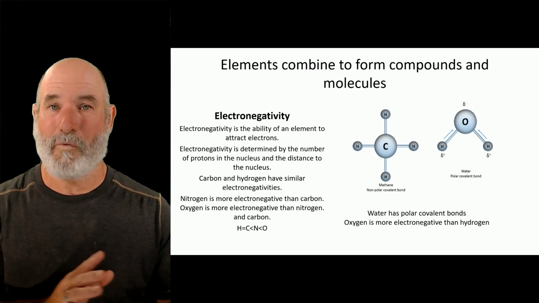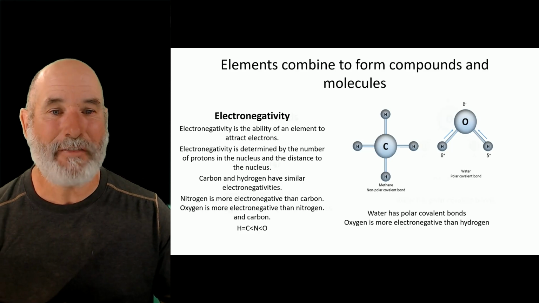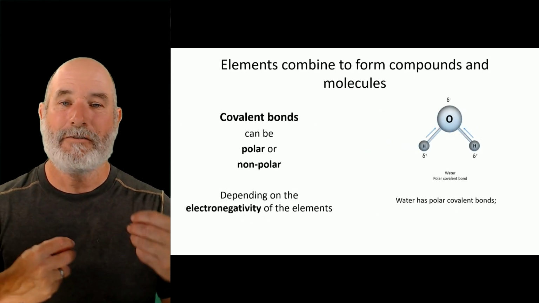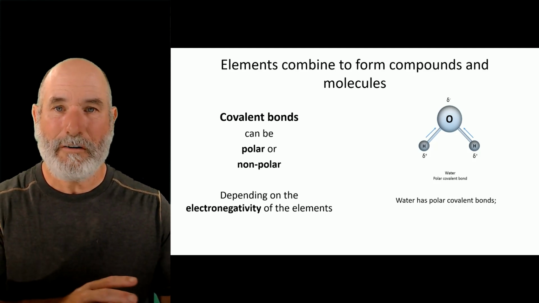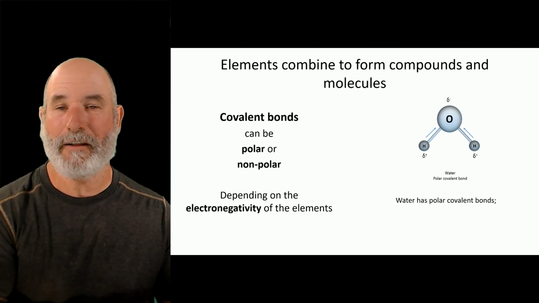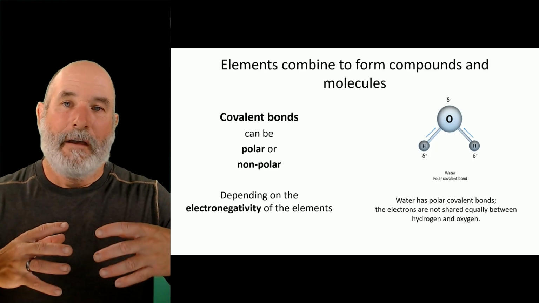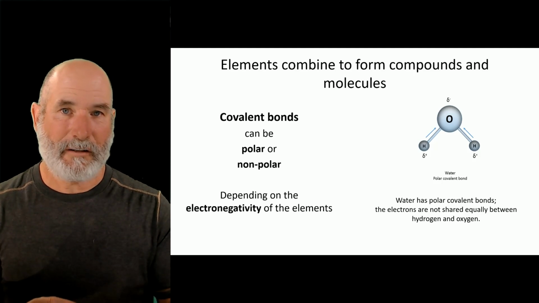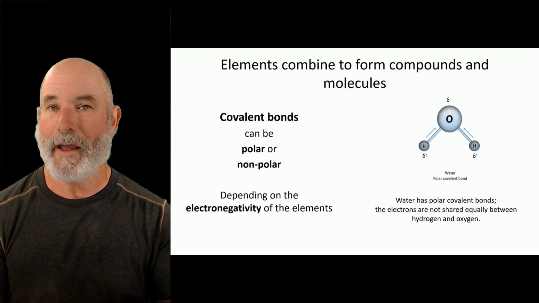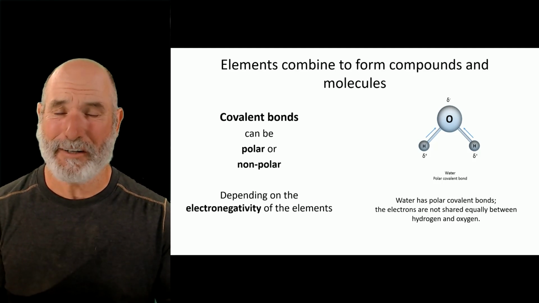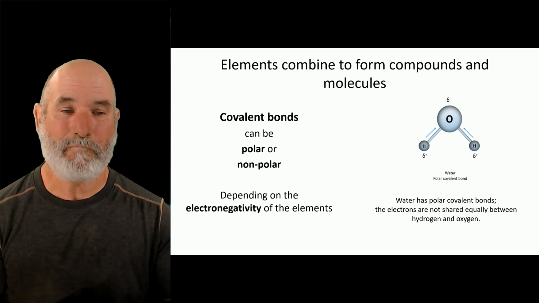Okay, so we look at water. Water is forming what we call a polar covalent bond, and methane is forming a non-polar covalent bond. Whether a bond is polar covalent or non-polar covalent depends on the electronegativity of the elements. If I've got two elements like oxygen and hydrogen bonded together, oxygen's way more electronegative than hydrogen. So as a result, the electrons are not shared equally between these two elements.